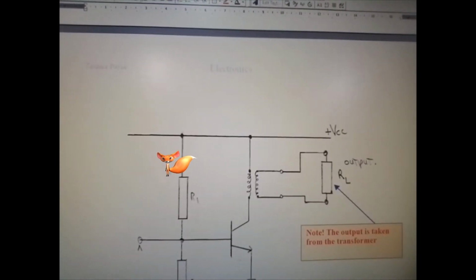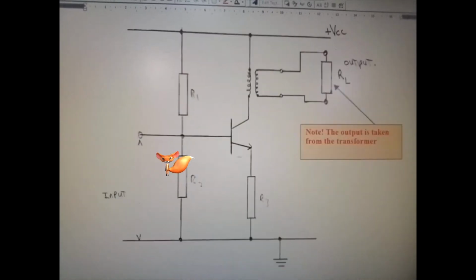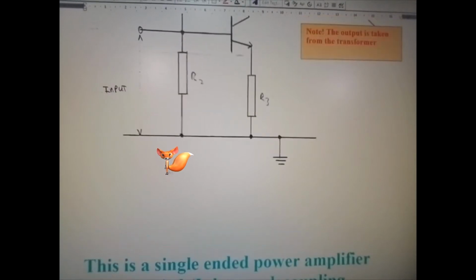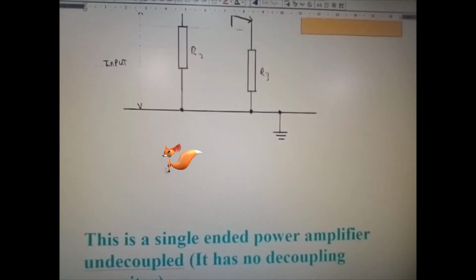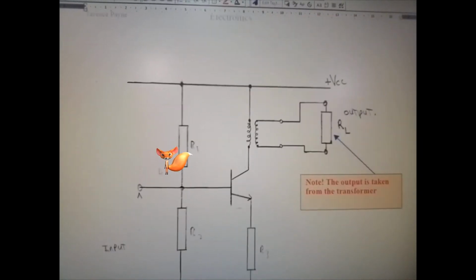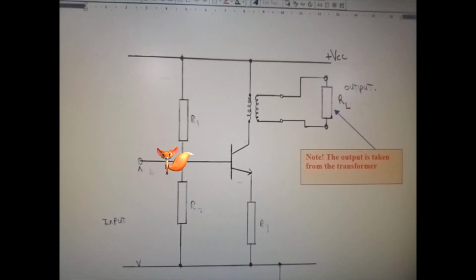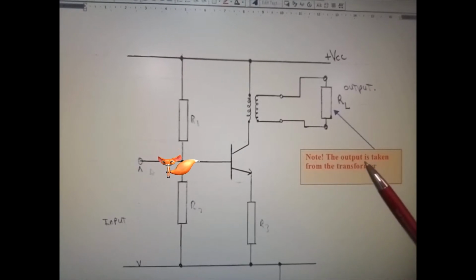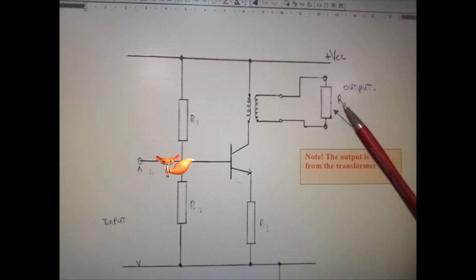And here we have our circuit. Now with these diagrams, draw them out. And here you can see that the output is taken from the transformer, and that is all RL here.